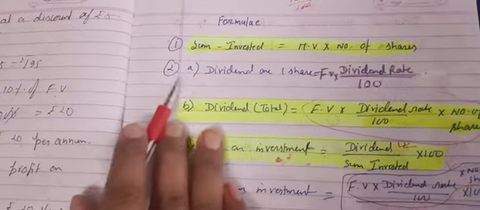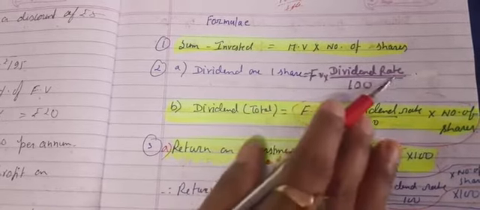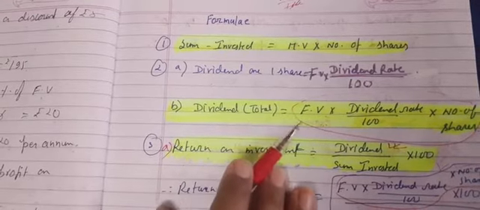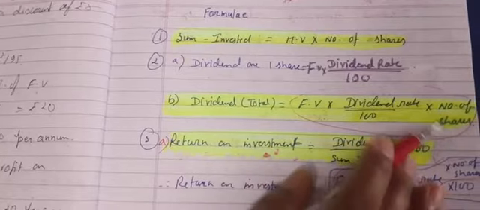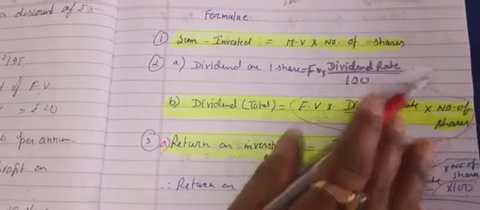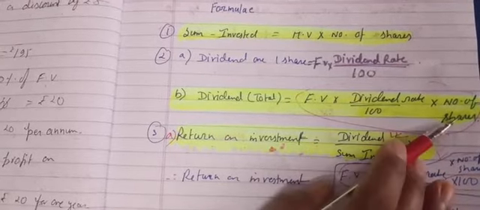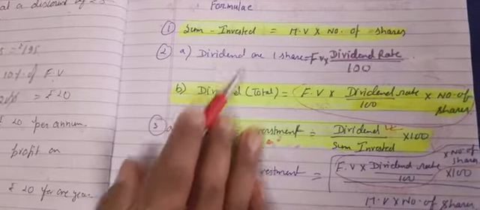Okay. And the second formula, dividend for one share is face value into dividend rate upon 100. Dividend for the total number of shares is equal to face value into dividend rate upon 100 into number of shares. Actually this is also there, number of shares, because that is one share, so you have to multiply by 1. The real formula is this one, but we can write this one also. Okay, so these both are the same thing.